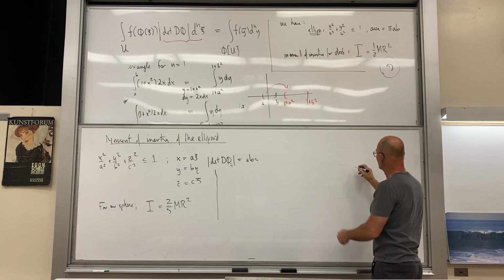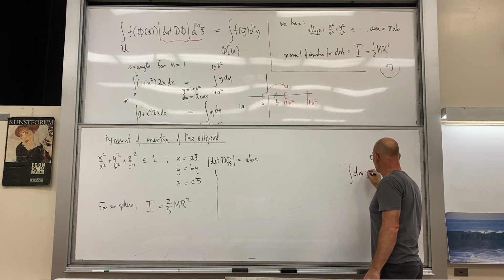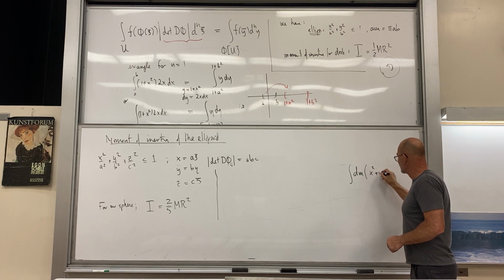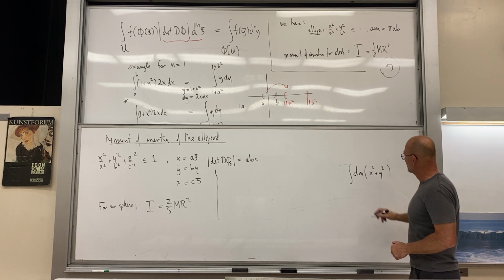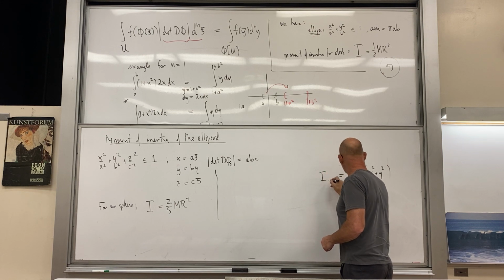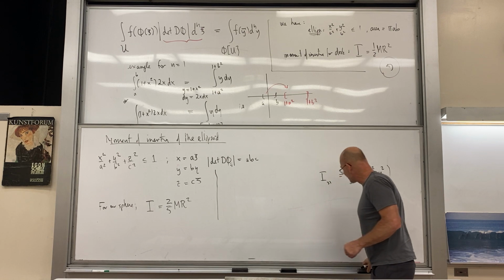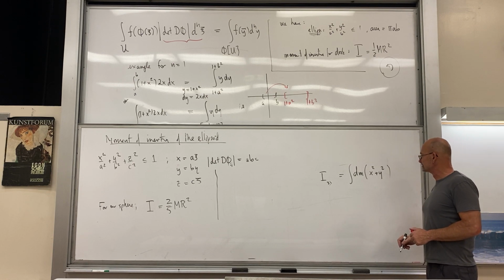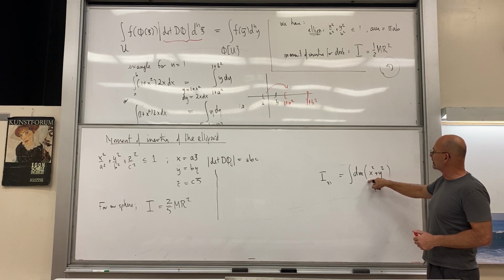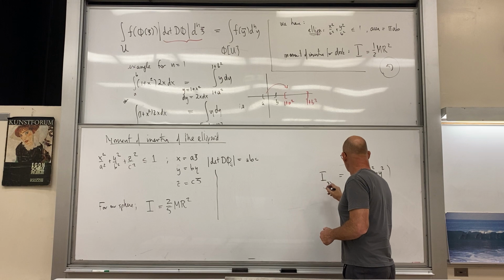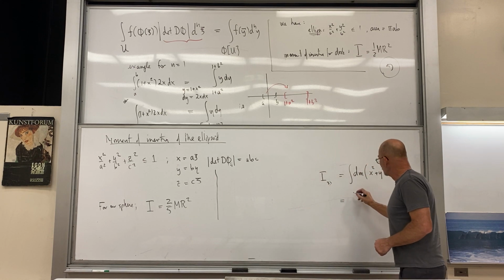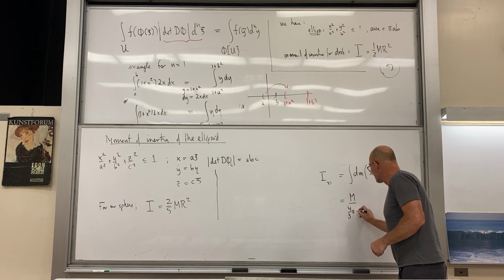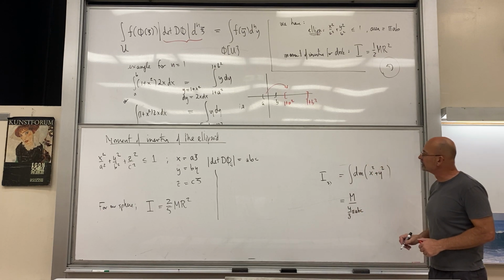I'll work underneath this time. We're going to have the integral of dm, and let's say we're doing x squared plus y squared. Since we're talking about the sphere, this is I sub 3,3, that's about the x3 axis, or the z axis, if you want. This is a good one to work with in this case. So x squared plus y squared, and it will be m over 4/3 pi abc, because that's the volume of the ellipsoid.